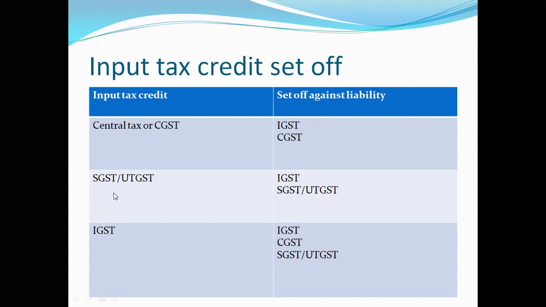Then suppose you're having a balance in SGST, State Goods and Services Tax, or UTGST, Union Territory Goods and Services Tax. So you're having a balance in this SGST account, you can pay off from this account towards tax liability of first order IGST and second order SGST.